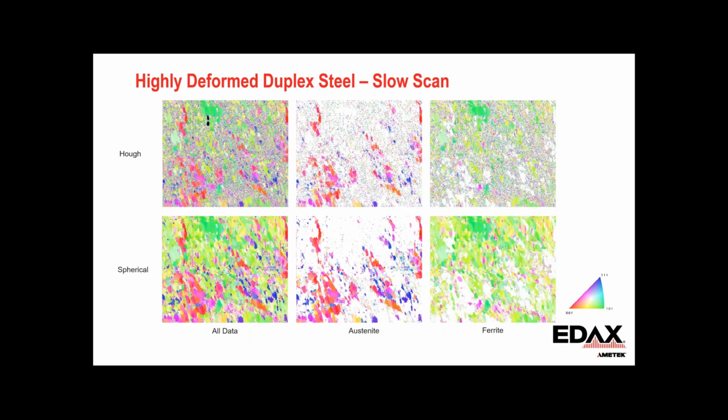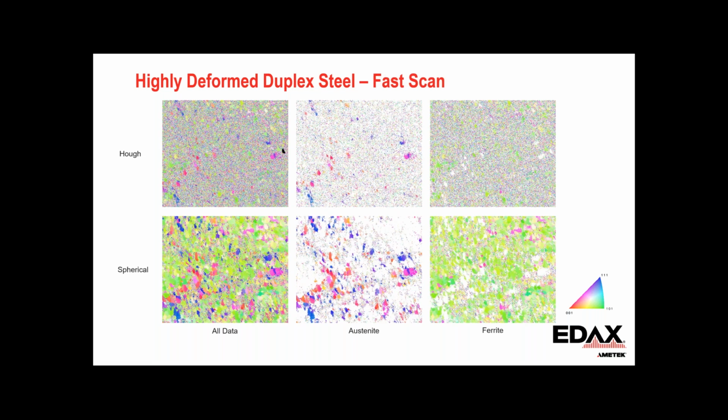It has strong phase discrimination. So this is showing two-phase steel, and you can see that in addition to indexing a lot more of the noise points into good orientations, there's much better phase discrimination than with the Hough indexing. And this is the same sample, but with a faster collection speed. So there's basically very few grains that are recovered with the Hough, and the spherical result is noisy, but significantly improved.